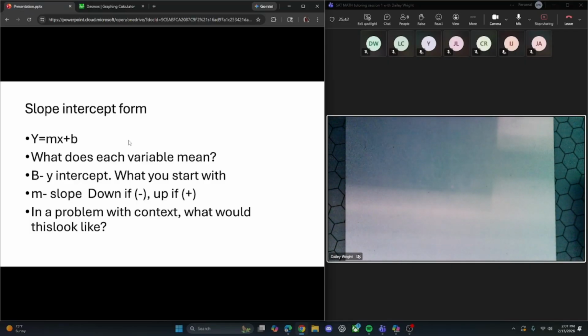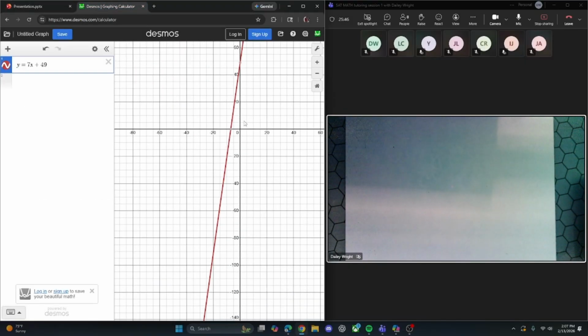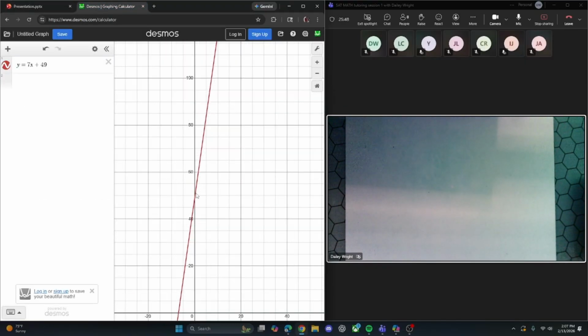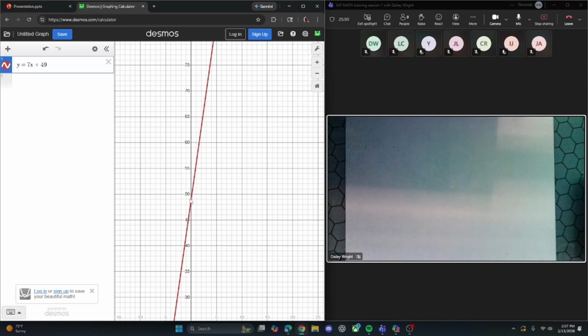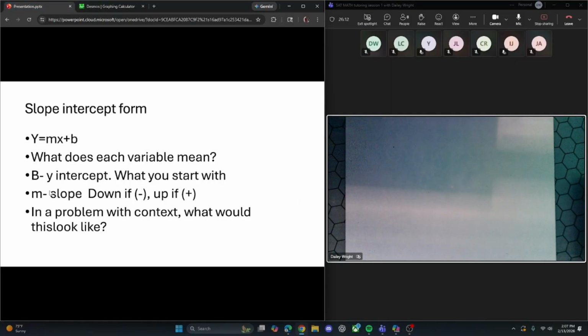And then, like I said, in problems with context, it's going to be what you start with. Let's say there was a problem with this equation. Jill started with 49 apples. She gained 7 apples per day. The slope is going to be 7 because each time x goes up by 1, the y goes up by 7, which leads me to the slope.